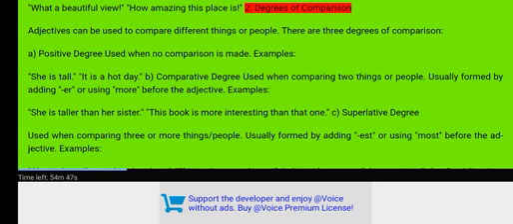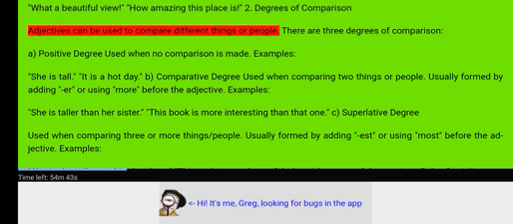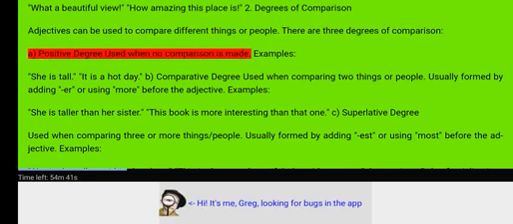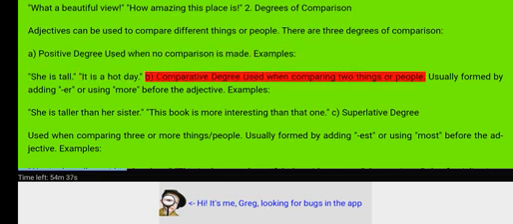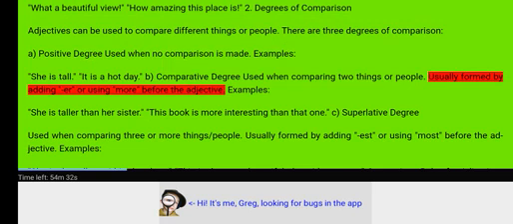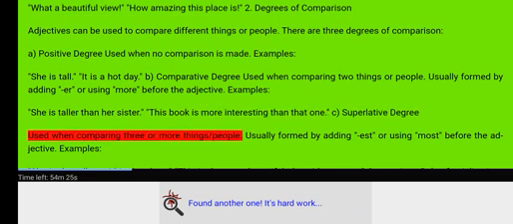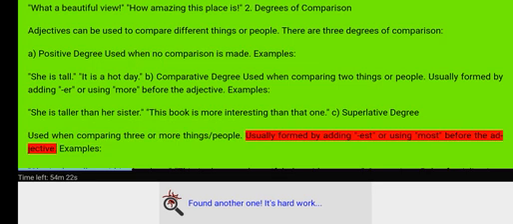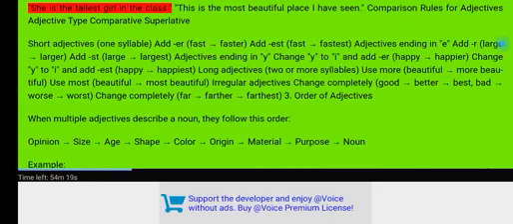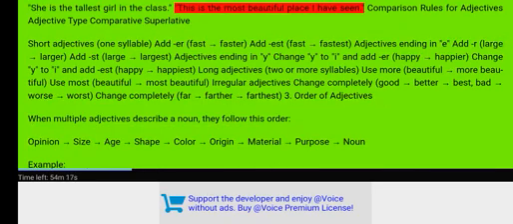2. Degrees of comparison. Adjectives can be used to compare different things or people. There are 3 degrees of comparison. A. Positive degree is used when no comparison is made. Examples: She is tall. It is a hot day. B. Comparative degree is used when comparing 2 things or people. Usually formed by adding -er or using more before the adjective. Examples: She is taller than her sister. This book is more interesting than that one. C. Superlative degree is used when comparing 3 or more things or people. Usually formed by adding -est or using most before the adjective. Examples: She is the tallest girl in the class. This is the most beautiful place I have seen.